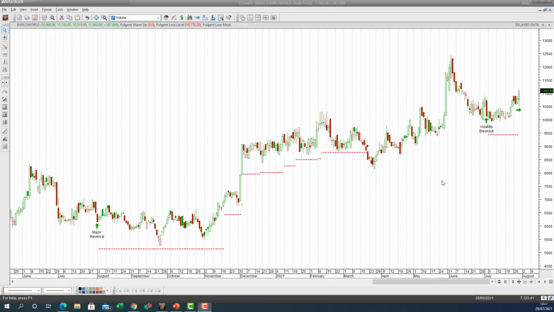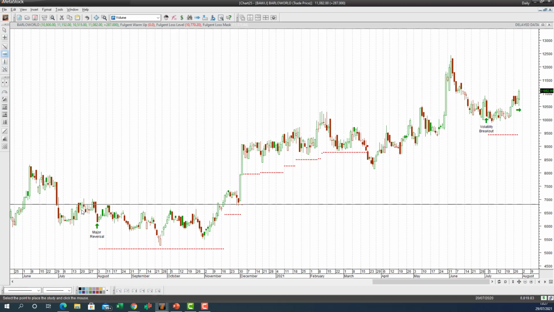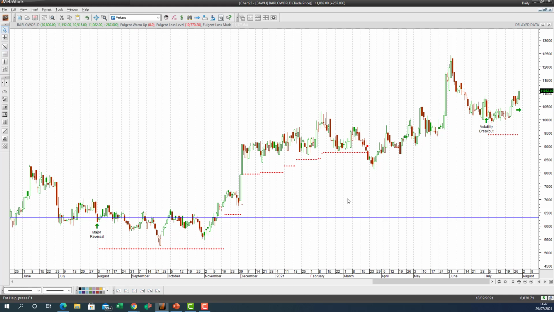Next up is Barloworld. You can see here back in August we got a major market reversal signal. That's a beautiful one there. That worked out well until it hit the trailing stop of the AI, which got you out there. Now we've got another different signal, this time a volatility breakout there.